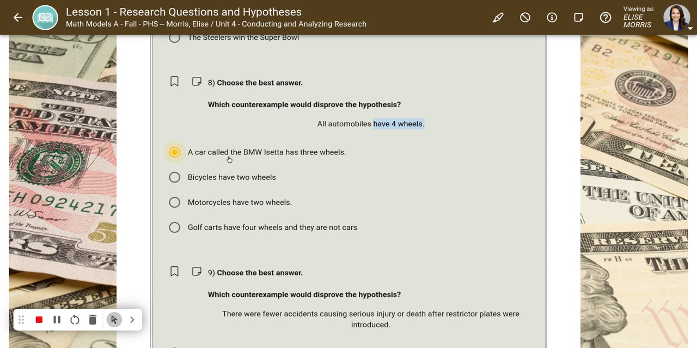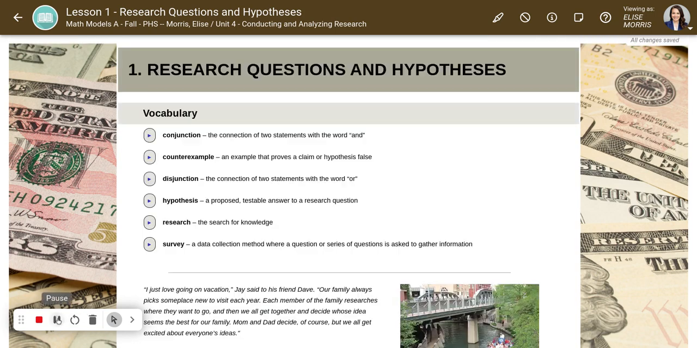Okay, did you select the BMW? That's an automobile that has three wheels. So this would be a great example of a counterexample because the others, bicycle, motorcycles, and golf carts, are not considered automobiles. Okay, conjunction. This is two statements with the word and in between.